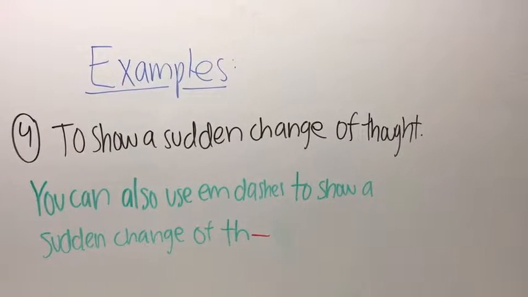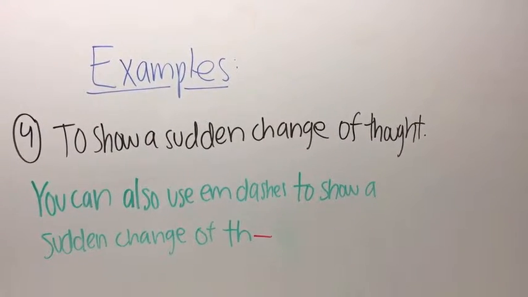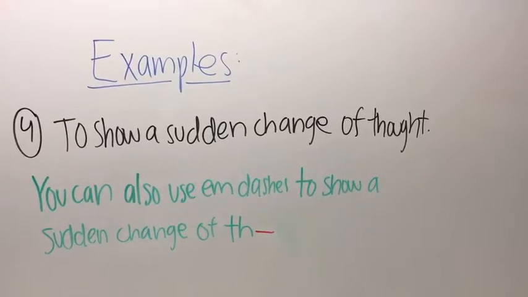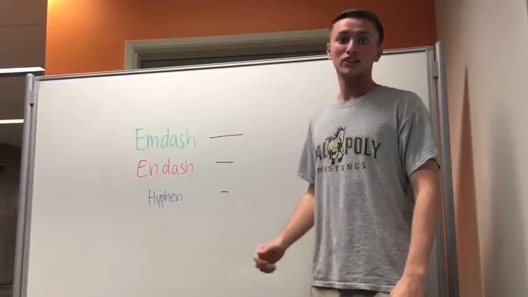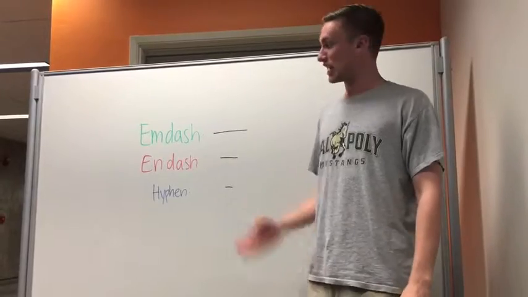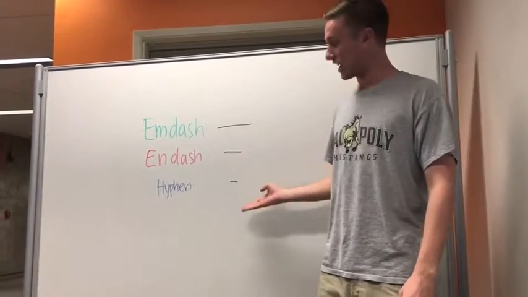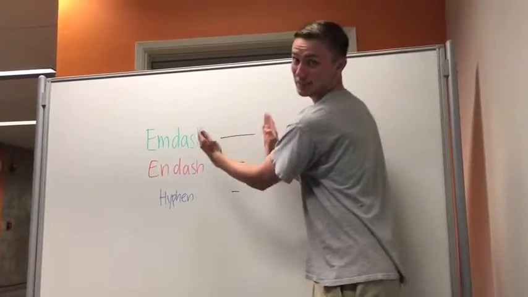Finally, em dashes can be used to show a sudden change of thought. For example, you can also use em dashes to show a sudden change of, "Damn, Daniel, back at it again with the white vans." So remember, when distinguishing between em dashes, en dashes, and hyphens, size matters.